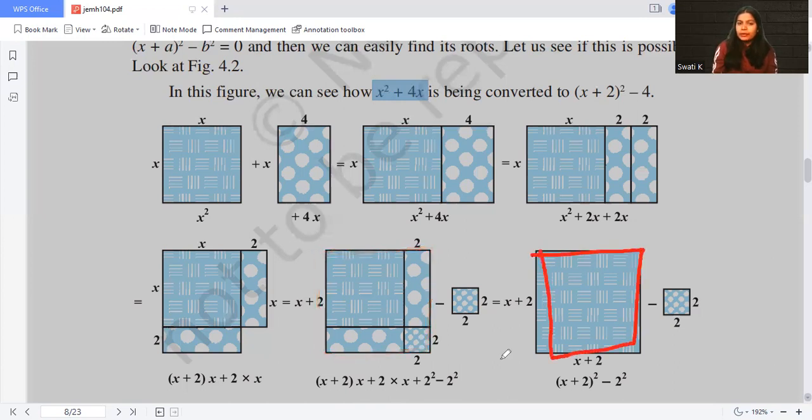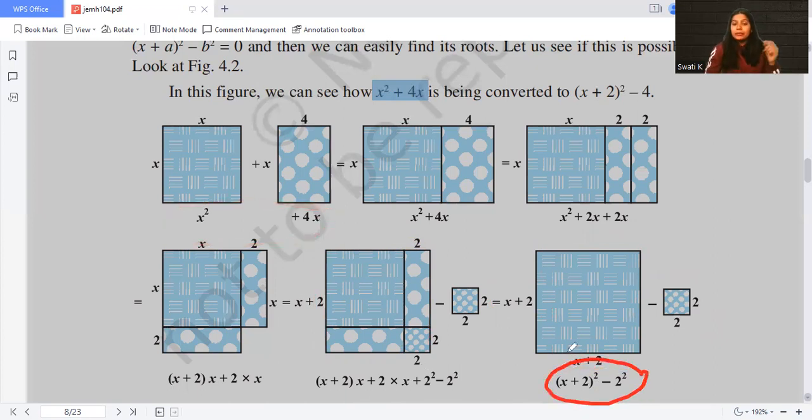That's it. Now, you can notice here that this part is nothing but x plus 2 whole square. Why is it x plus 2 whole square? Because this is already x plus 2 and this is x, this is also 2. So this is x plus 2 into x plus 2, which is x plus 2 square only, and then minus 2 square. All right.